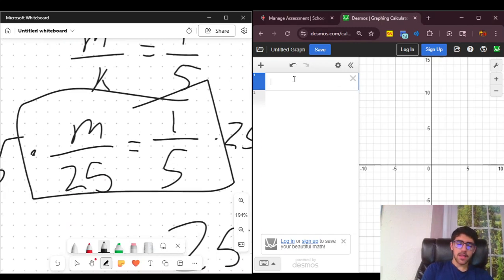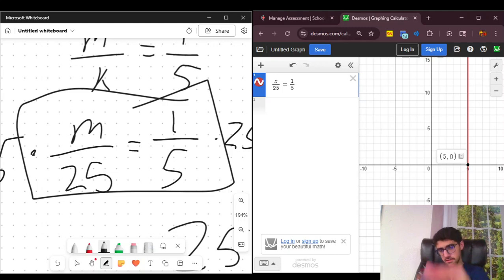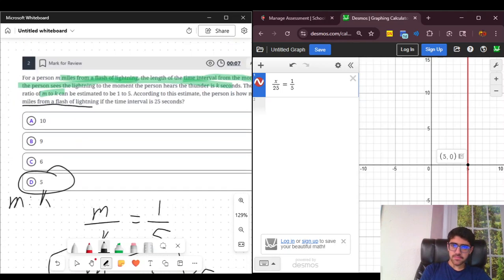Then you just replace m with x because Desmos doesn't like anything other than x and y. Divide by 1/5, and you see the answer is 5. So that is another way to solve it. But just recognize that you need to first find the relationship, like make this equation, and then you can solve. You can't solve it right away.